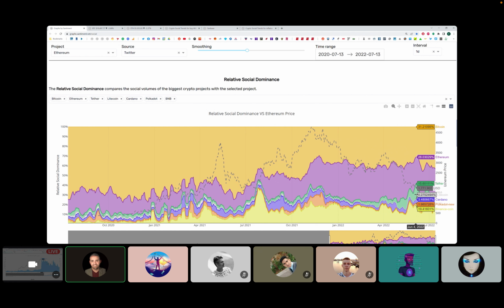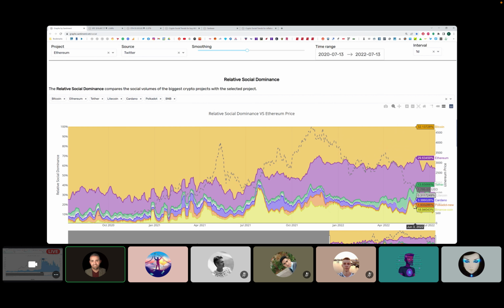You can see that Tether, especially during late May, early June, they really started to see a big rise because of the depegging going on and people wondering whether it was still a viable stable coin. It looks like, as for now, the dust has settled a little bit. You can see Ethereum has had its time in the sun.